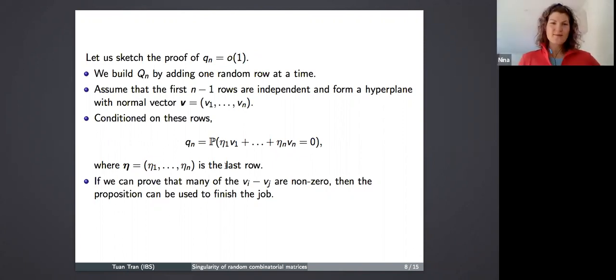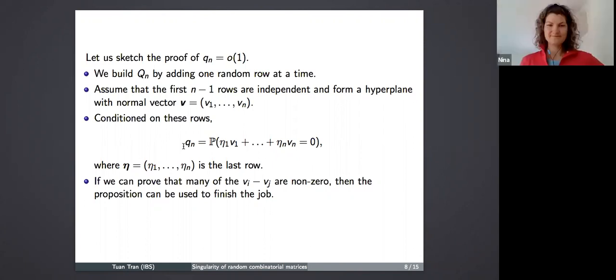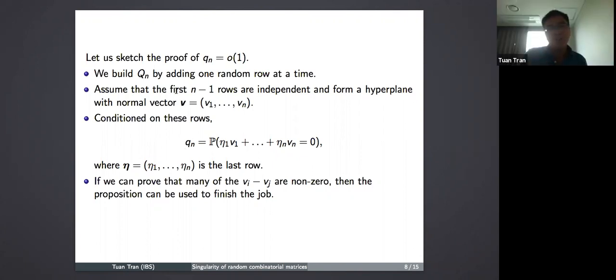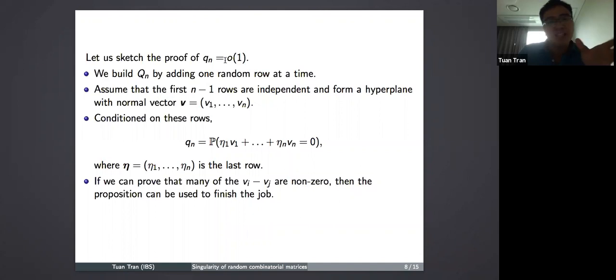And Tuan, what about the assumption that the first n minus one rows are independent? Is this something that's very easy to justify, or are you just asking us to believe this for the moment? Yeah, I just ask you to believe that this is not difficult to prove. Okay. But for the sake of the presentation, I will ignore this and just admit this fact that the first n minus one rows are independent with high probability. This, of course, should be easier than proving that Q_n is little o of one.